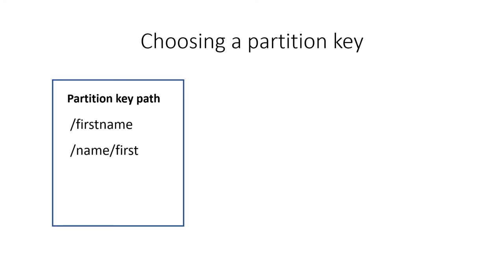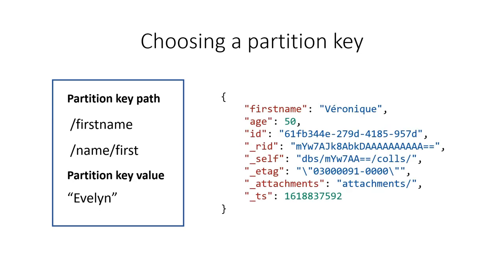Okay, so a partition key consists of a path. This can be something like this, or a nested property, as long as it is a JSON property from the documents in the container. The JSON property will have a value, like Evelyn. A good key has a value for its property in every document in the container. Like here, it could be first name. Or the built-in property ID, which is auto-generated and available in every document.